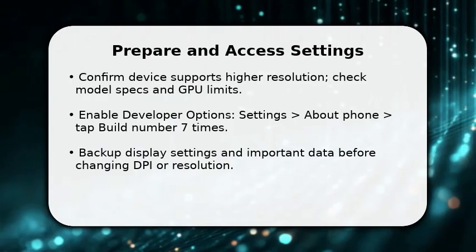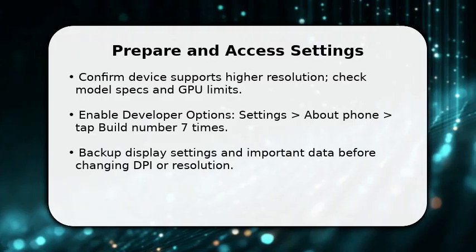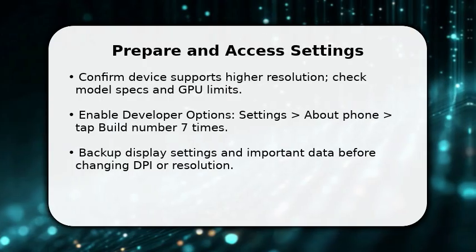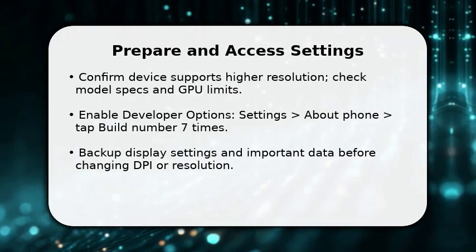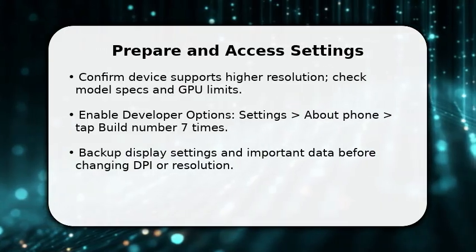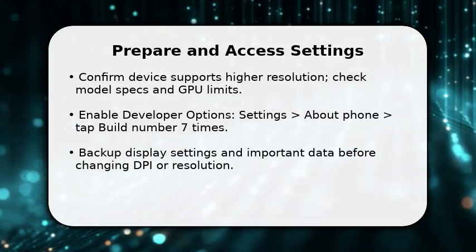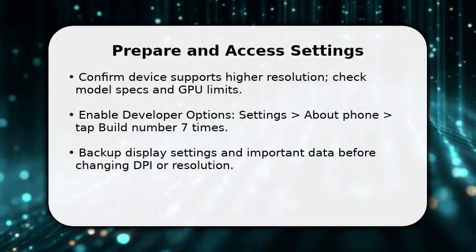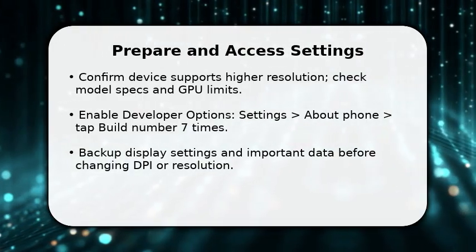You'll start by confirming the phone can handle a higher resolution. This prevents wasted effort on unsupported models. Once done, enable developer options by tapping build number 7 times in About Phone, because that unlocks DPI and display overrides. Make sure to back up your settings and important files so you can restore if something goes wrong.